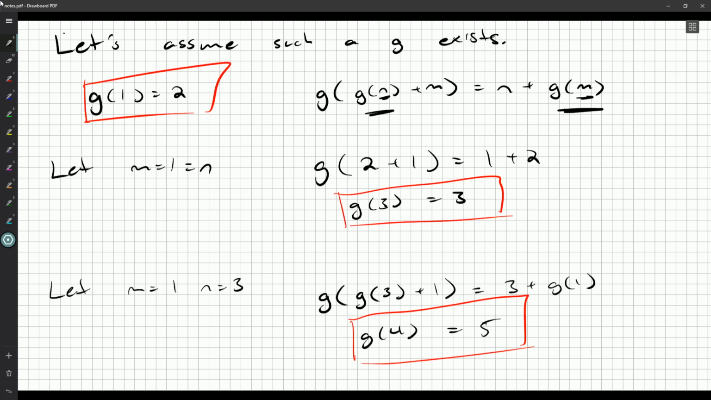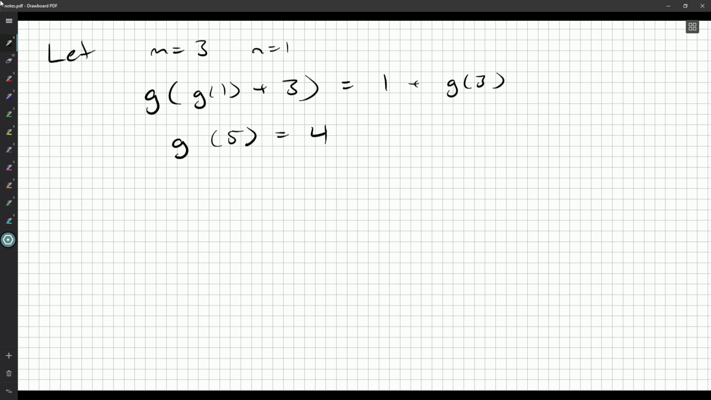So now, do we keep building up? I've got g of 1, I've got g of 3, I've got g of 4, I've got g of 5. We're missing g of 2, but that's not necessarily a problem. Now I know g of 5 is 4. Now, hold on a second. Could we do g of... I did g of 3 and 2, except I don't know what g of 2 is, so I can't do anything like that.